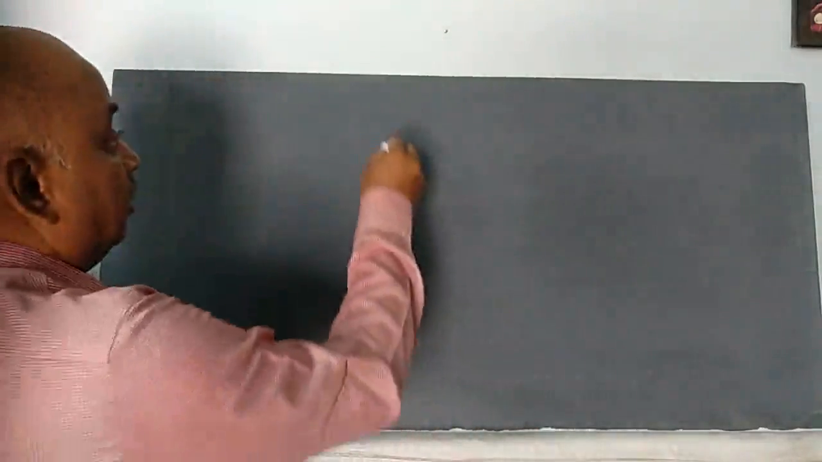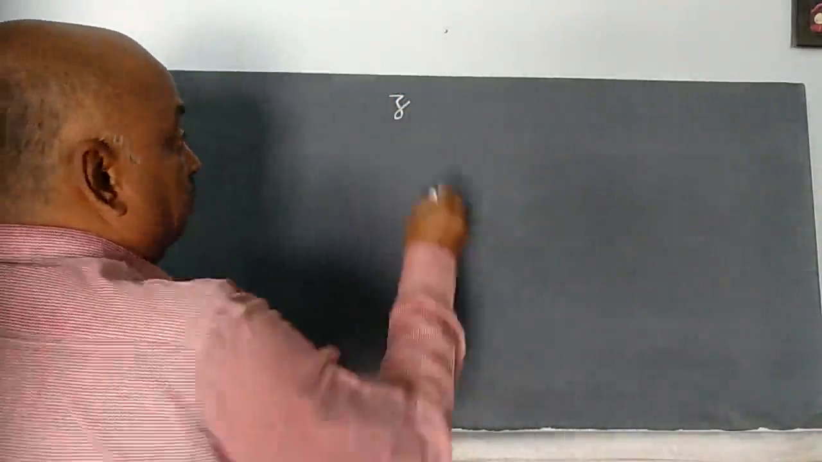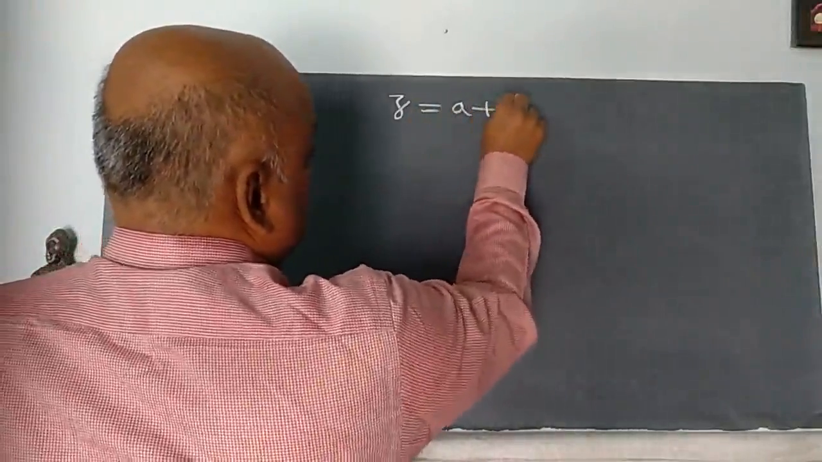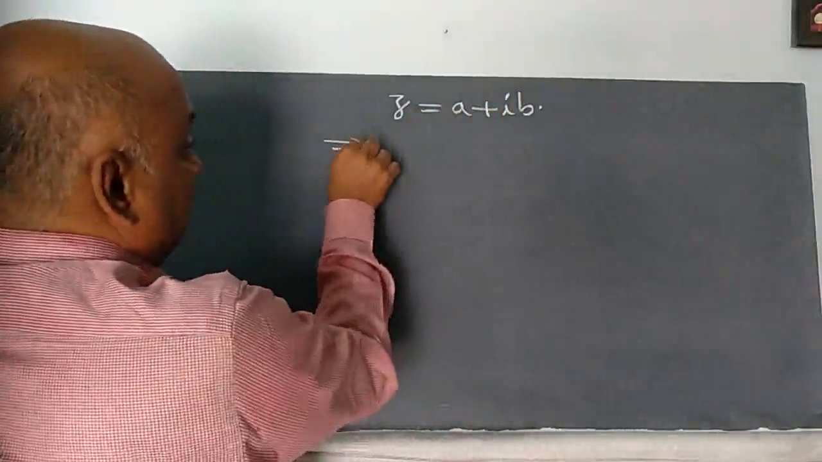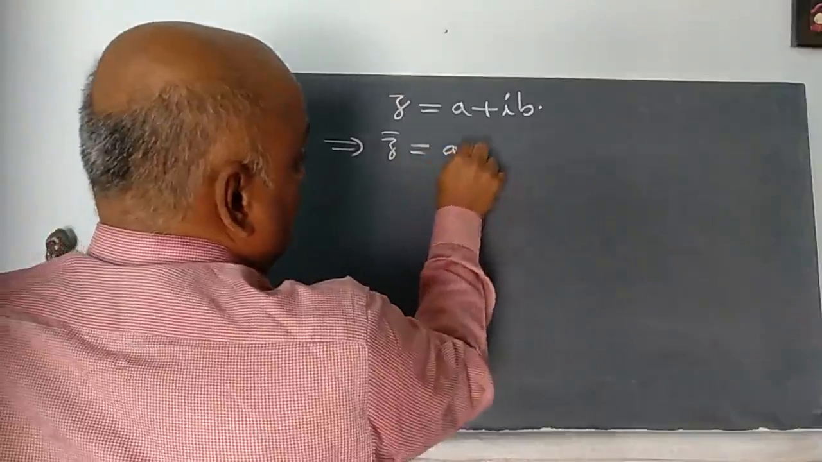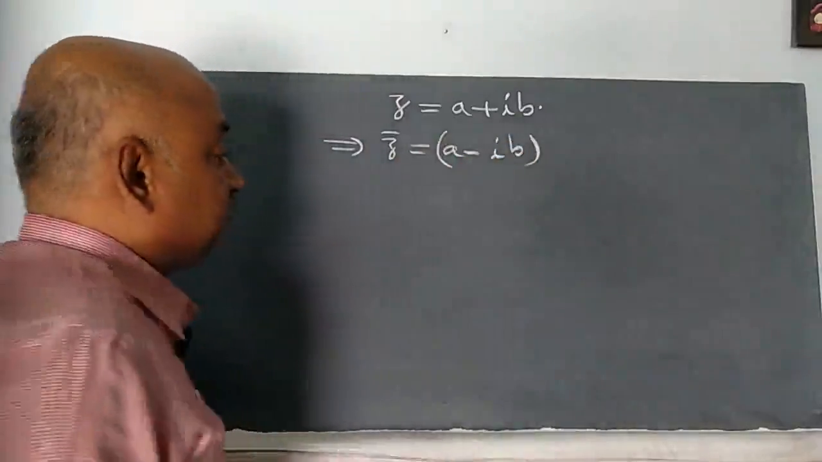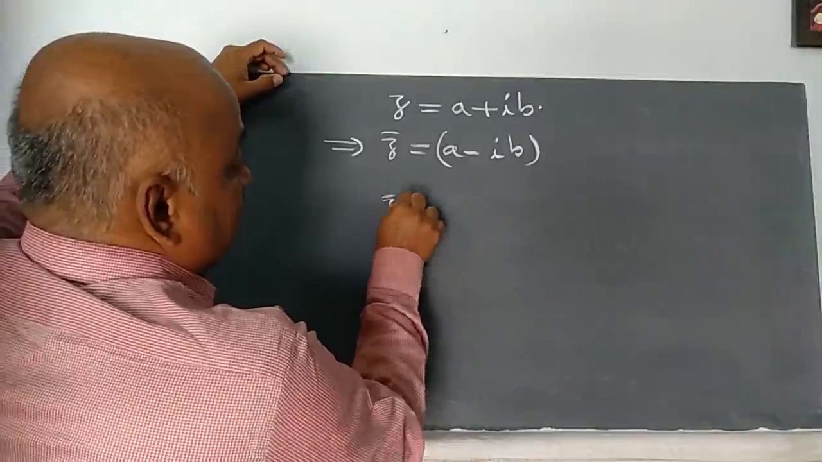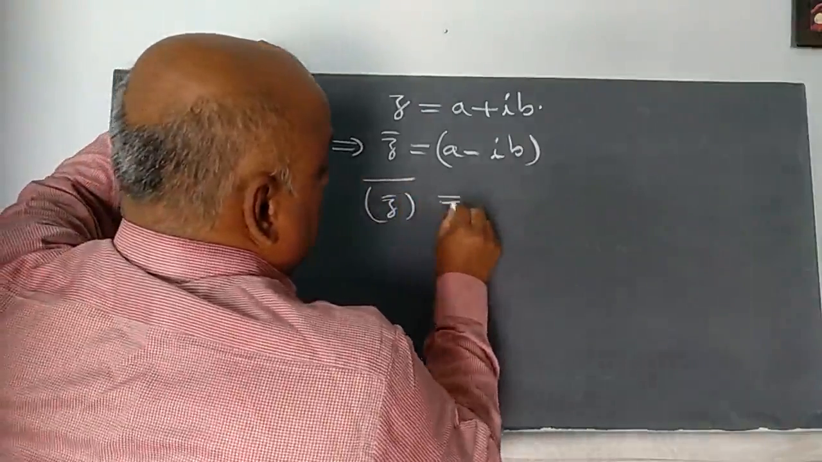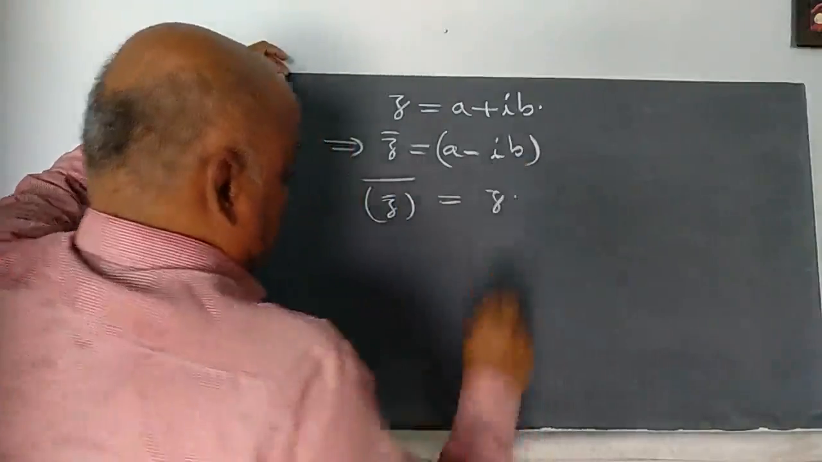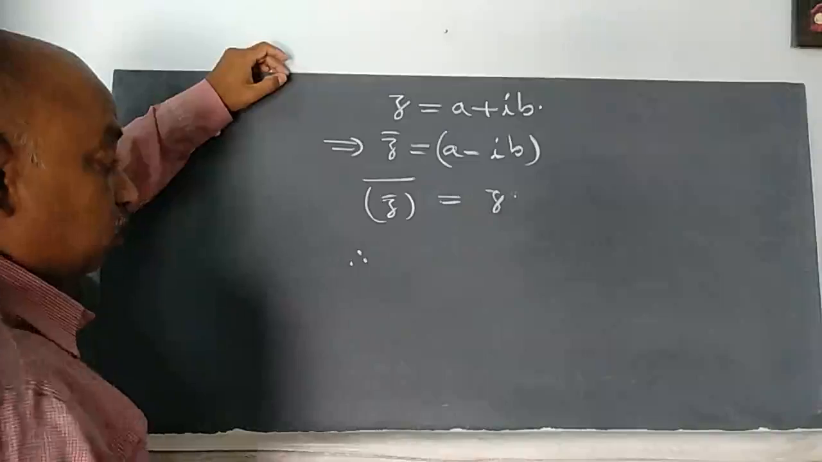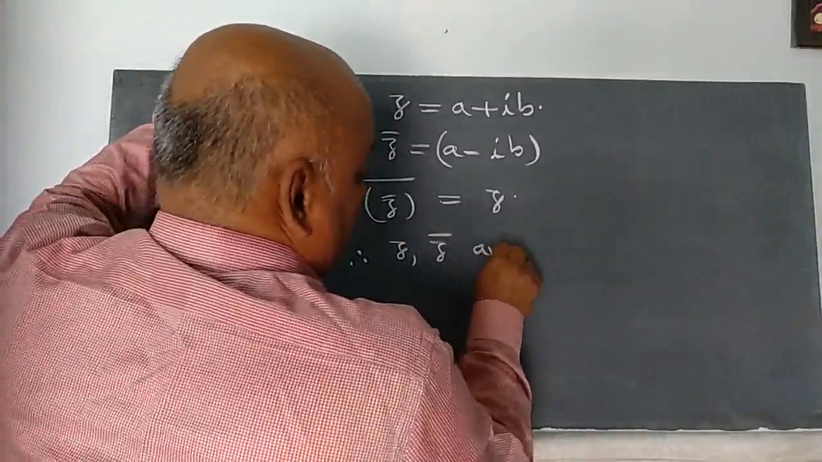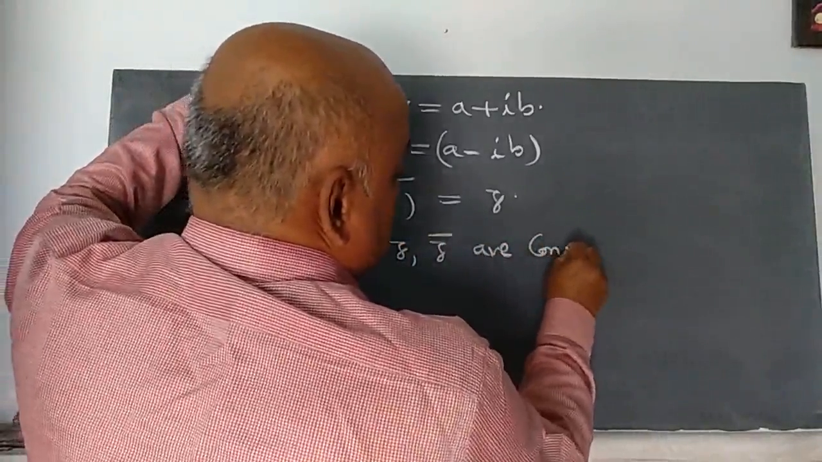You see, if z is a complex number, z equals a plus ib, then z bar equals a minus ib. So, the conjugate of z bar is equal to z. Therefore, we conclude that z and z bar are conjugate of each other.